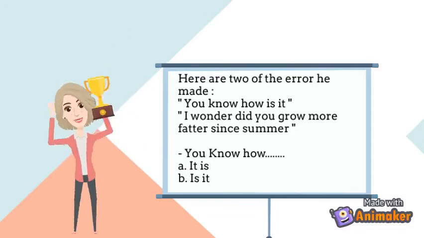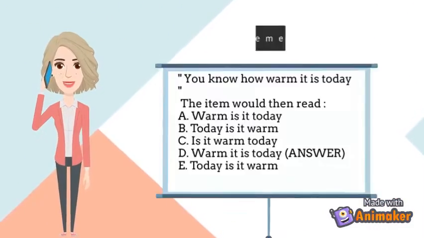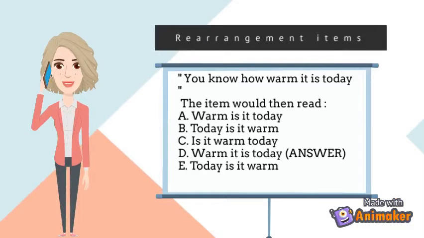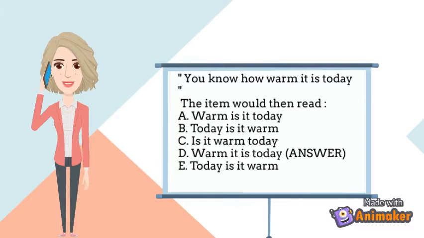As the item stands here, we cannot possibly construct other options. It becomes necessary, therefore, to lengthen the original statement to, "You know how warm it is today." The item would then read, "Won't I need a coat?" Well, you know how blah blah blah. And here, there are several options. We must choose one correct answer.